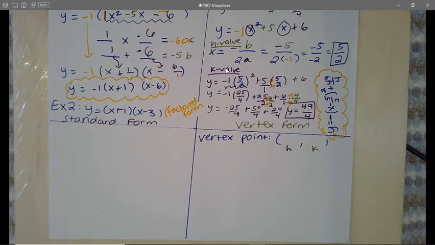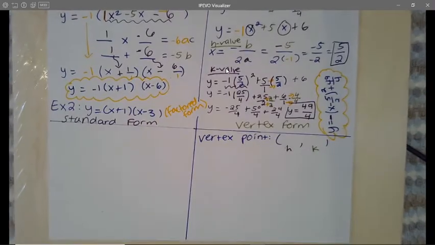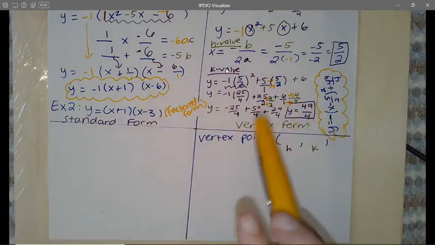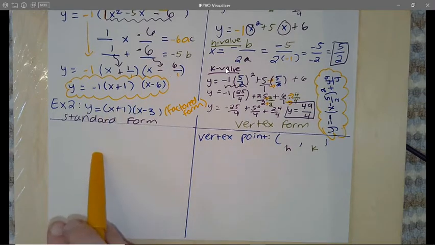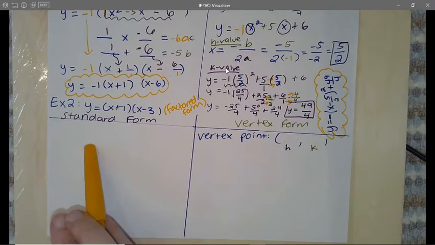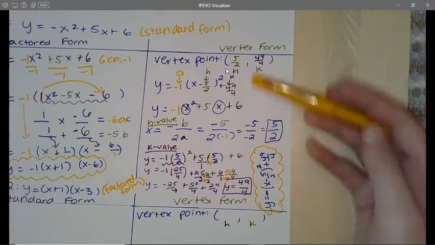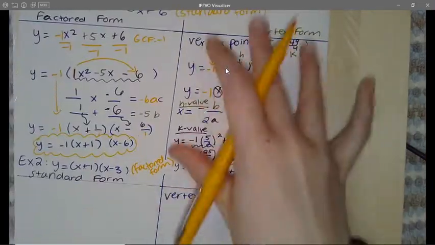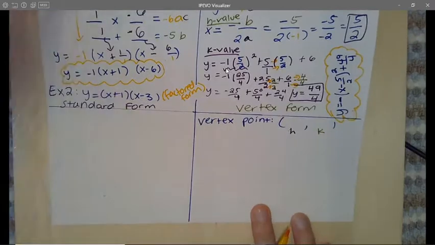Now, with factored form, you do have to go in a certain order when you start converting. You cannot get to vertex form from factored form. It is impossible. From this form, the only way we can get to vertex form is by starting in standard form. So I'm going to have to get to standard form first. Then after I get to standard form, it's going to be very much like this problem, because in this problem we started from standard form and had to convert to vertex form. So it will flow very similarly to this problem after we get this converted to standard form.